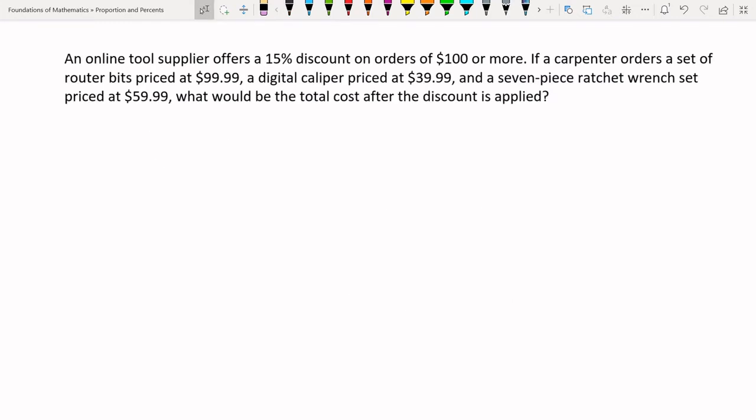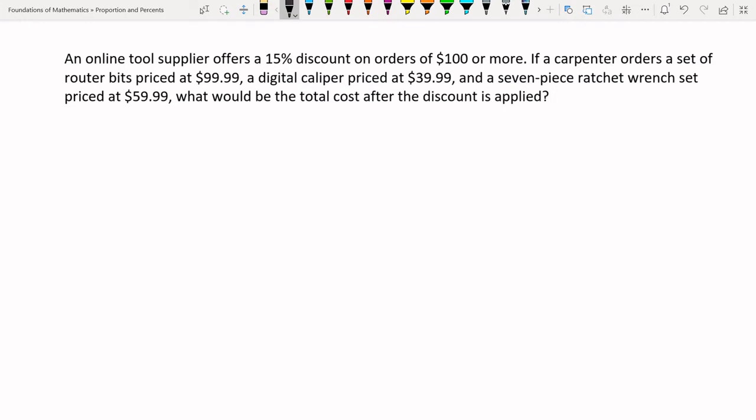All right, here we have a carpenter buying some tools. We have a 15% discount on orders of $100 or more. And the carpenter is buying some bits at $100, a caliper at $40, and a 7-piece ratchet wrench set at $60. So what's the total amount?